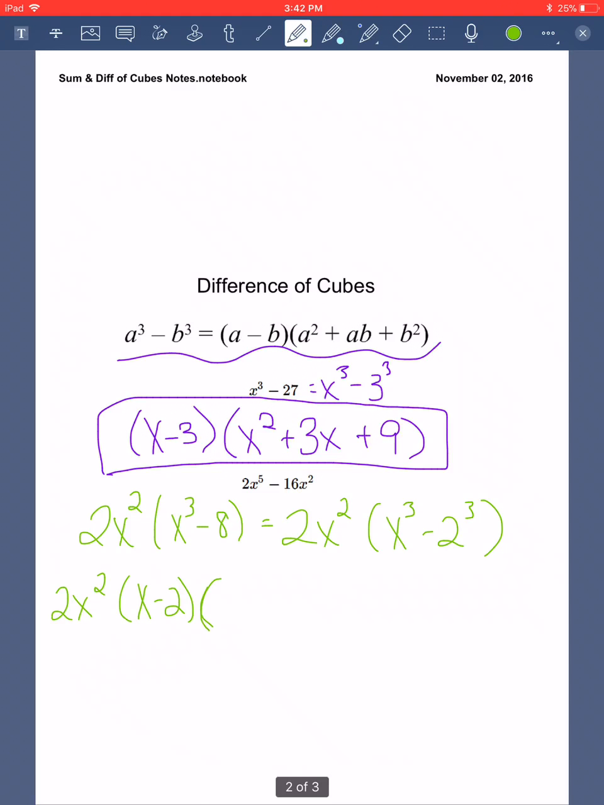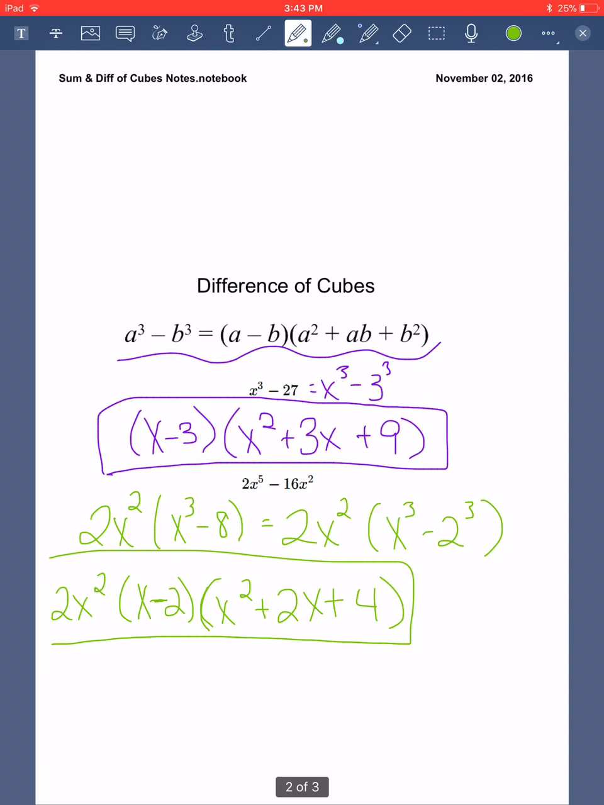So I'm going to square the first term, so x squared. Opposite sign, so it's subtraction here, so it's going to be addition. First times last, so x times 2 is 2x. Then we always add, and then we square our second term, which is 2 squared, so 4. So our factors are 2x squared, x minus 2, and x squared plus 2x plus 4. If I multiplied all of that together, I'd end up back at 2x to the 5th minus 16x squared.